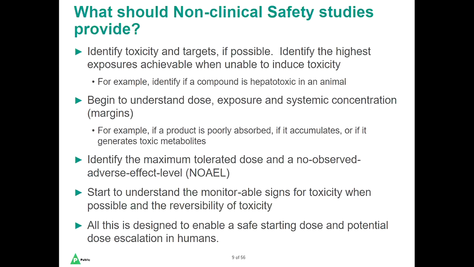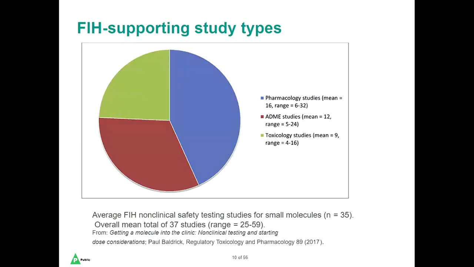So it's a little bit of a breakdown. There's a very nice paper here that discussed 35 different IND submissions. Most of these were small molecules. Some of these were oncology compounds or biologics. The majority of studies that go into these packages are typically pharmacology studies. A lot of these are short-term studies. So in other words, we want to look at what the dose does to our major pharmacologic systems, your cardiovascular system, your CNS. And those are done at physiologic levels, not necessarily super physiologic.